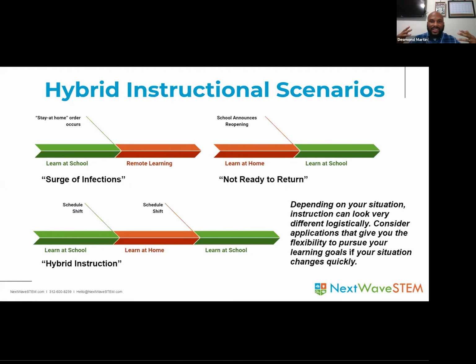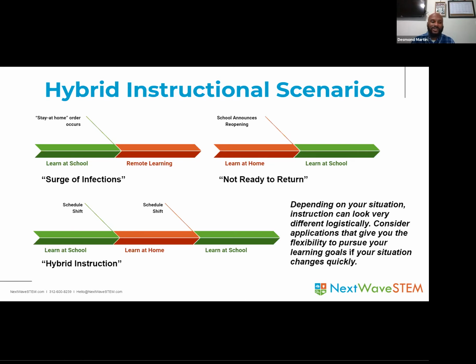Well, for the entire United States, we're living in really what we can conceptualize as three different instructional situations, especially when we think about hybrid instruction. And we use a very quick shorthand in NextWave STEM. We have what we call the surge of infections, a not ready to return scenario, and a hybrid instruction scenario. Depending on your location, you may find yourself, or you will find yourself, in one of these scenarios.